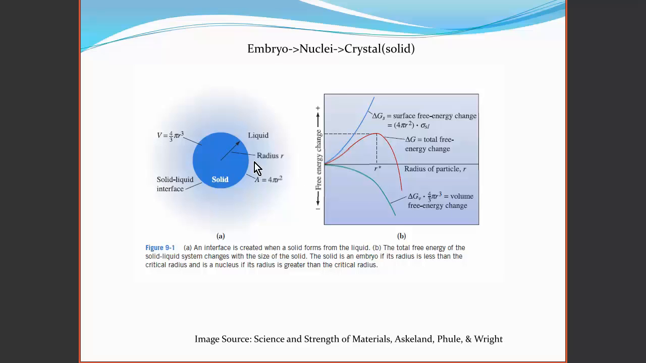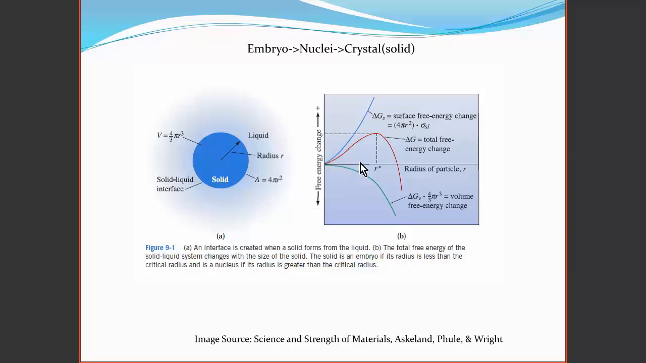However, as the solid embryo grows, the surface area between it and the liquid is also increasing. This is an energy cost, as a surface contains energy. The surface energy grows according to the area of the sphere multiplied by the surface energy per unit area. And so the surface energy grows as the power r squared.